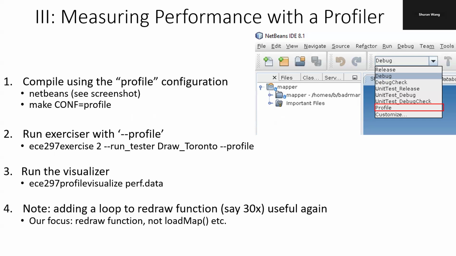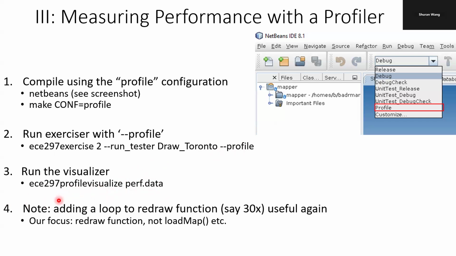Then instead of running the exercise ourselves, we run the exercise with ECE297 exercise, run tester draw Toronto. And this will open up the Toronto map with the profile option enabled. We can open up the map, we can do something with it, and then after we exit, the profile option will generate a file called perf.data. And we can use this file to call ECE297 profile visualize to visualize the tree.